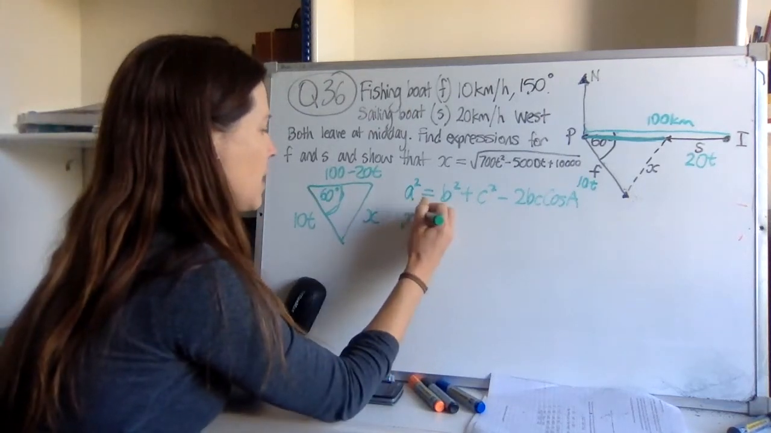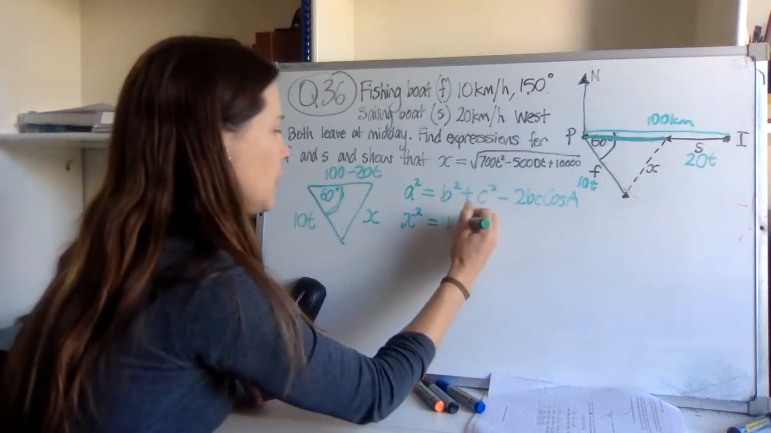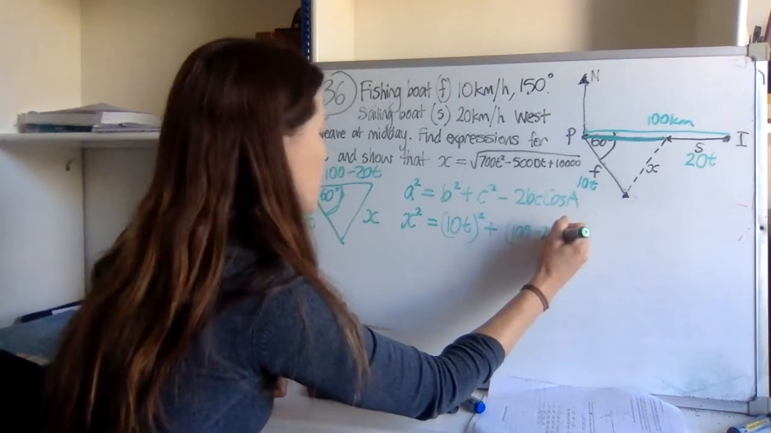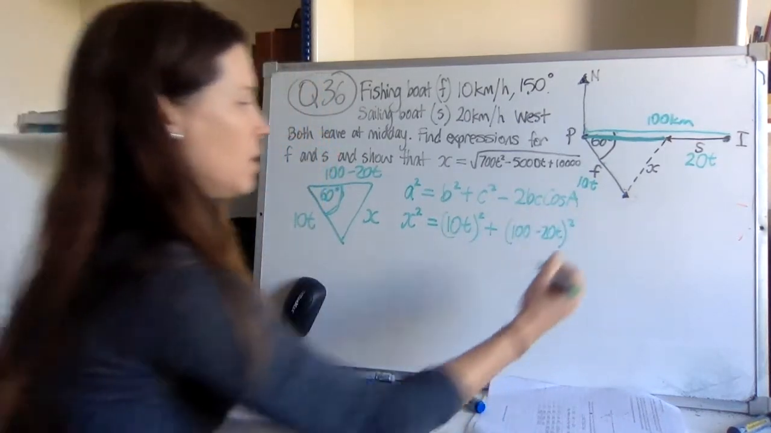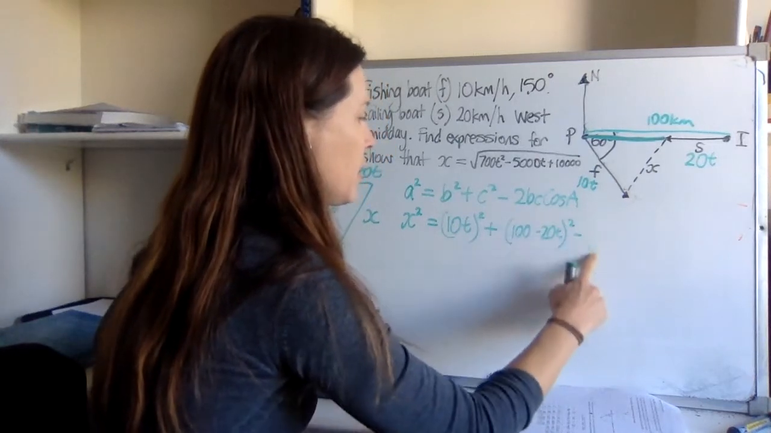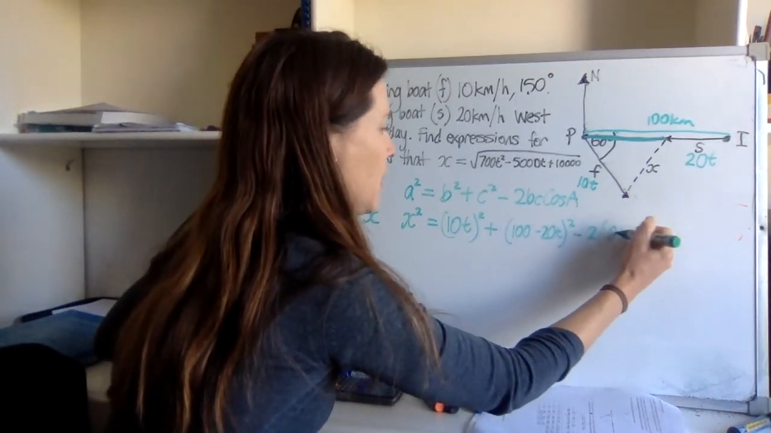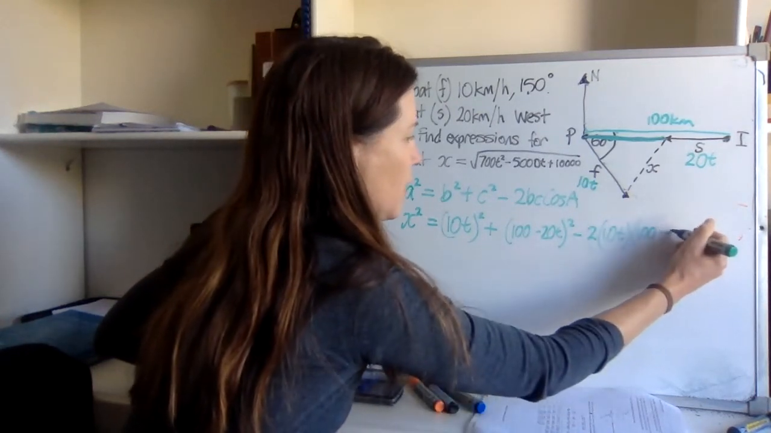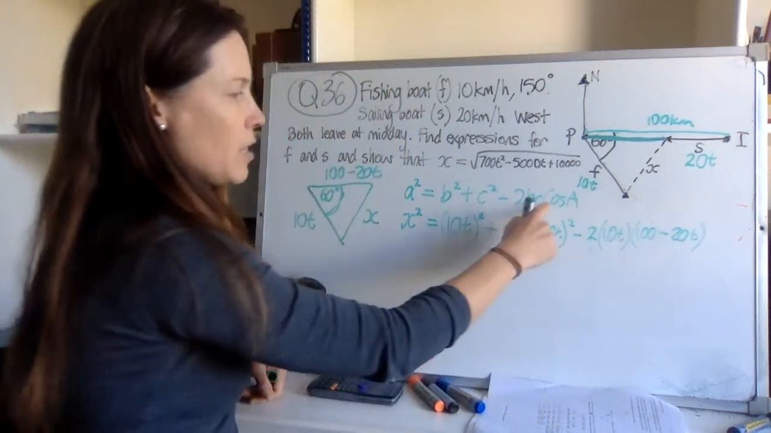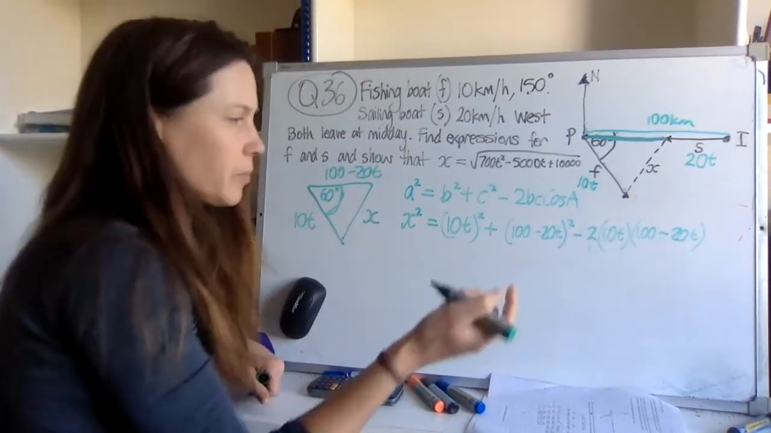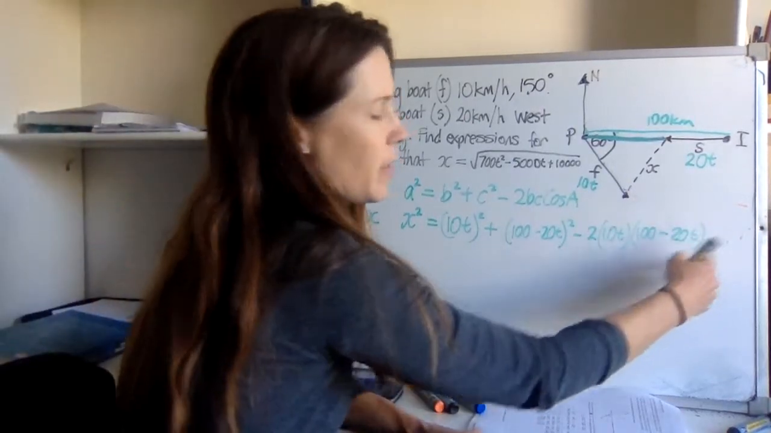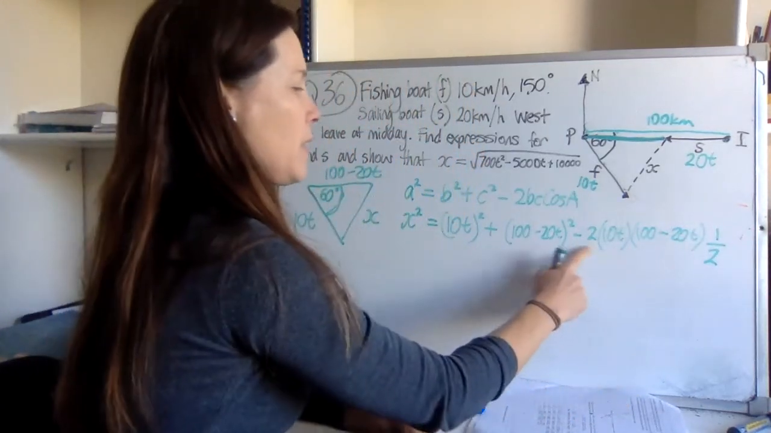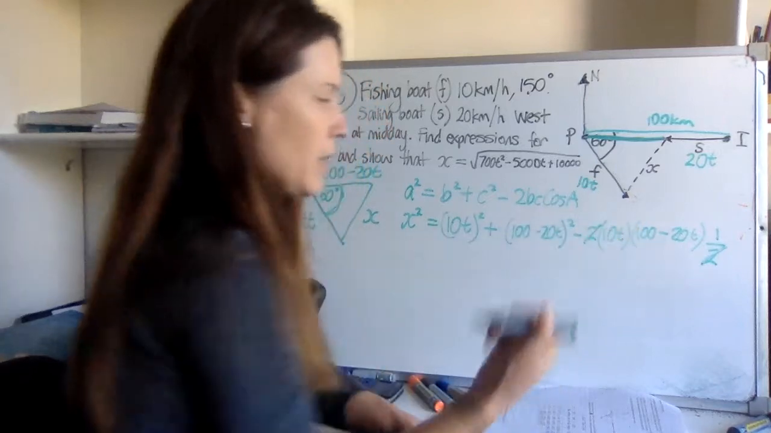So subbing in what we've got here, x squared must be equal to (10t) squared plus (100 minus 20t) squared minus, now I'm just going to put everything in brackets here, 2 times (10t) times (100 minus 20t), and then we need cos A. Now cos of 60 degrees I can just put straight in. I could write cos 60 and then tidy it up on the next line, but I know that the cos of 60 is a half. Now putting that in there, I can see that my 2's are going to cancel here, so that helps.